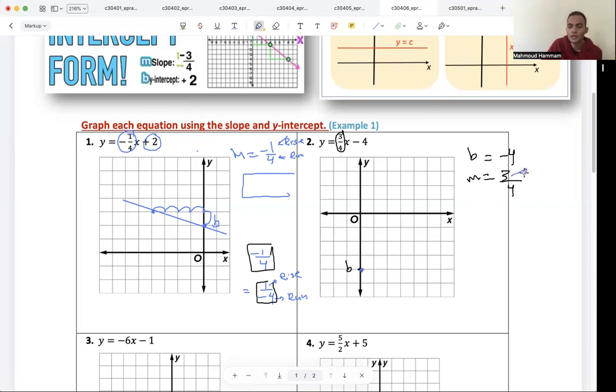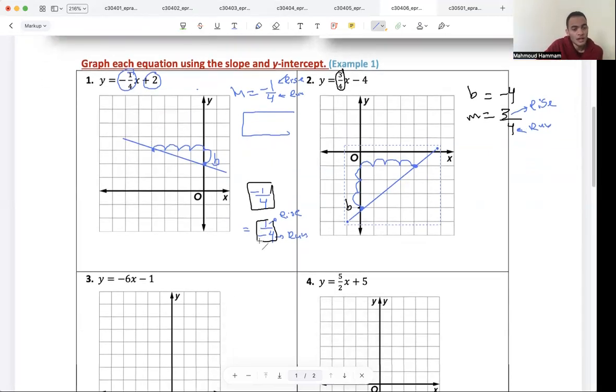Now 3 over 4. Rise, I go up 3 steps. 1, 2, 3. So I went up like this. And how many steps in the run? To the right 4. So 1, 2, 3, 4. So these are 4 steps to the right. I now have 2 points. I will just do what now? Match them with my ruler. Clear? Yes. Right.